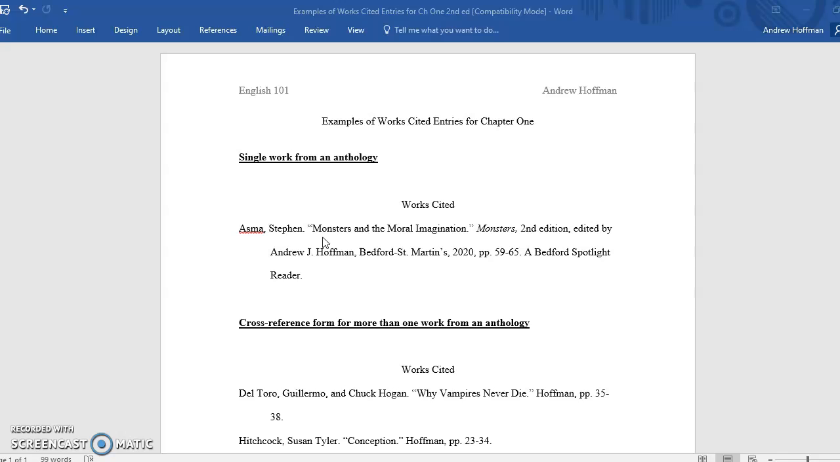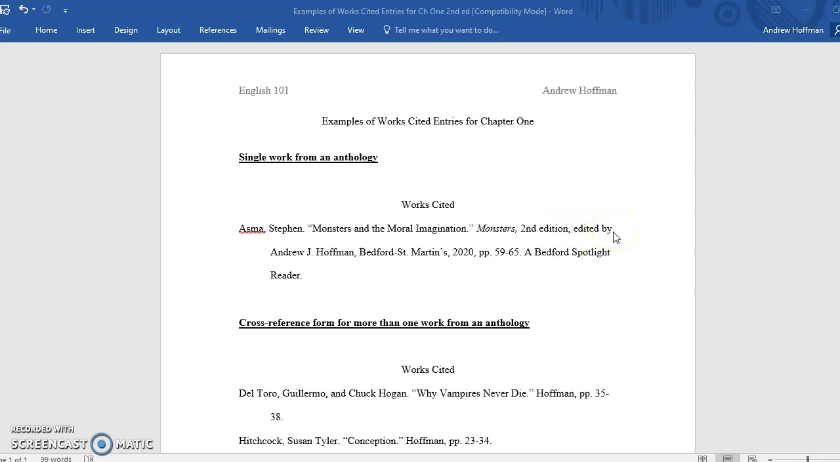Then we put in the title of the essay, Monsters in the Moral Imagination, in quotation marks. You remember from our earlier discussion, the MLA format sheet, smaller works are put in quotation marks, larger works are italicized. Well, the larger work is the anthology itself, Monsters. That is italicized right here. Monsters is now in the second edition. It's important to know that because different editions have different articles, different authors. They're not always the same, hence a different edition. So the second edition comes next.